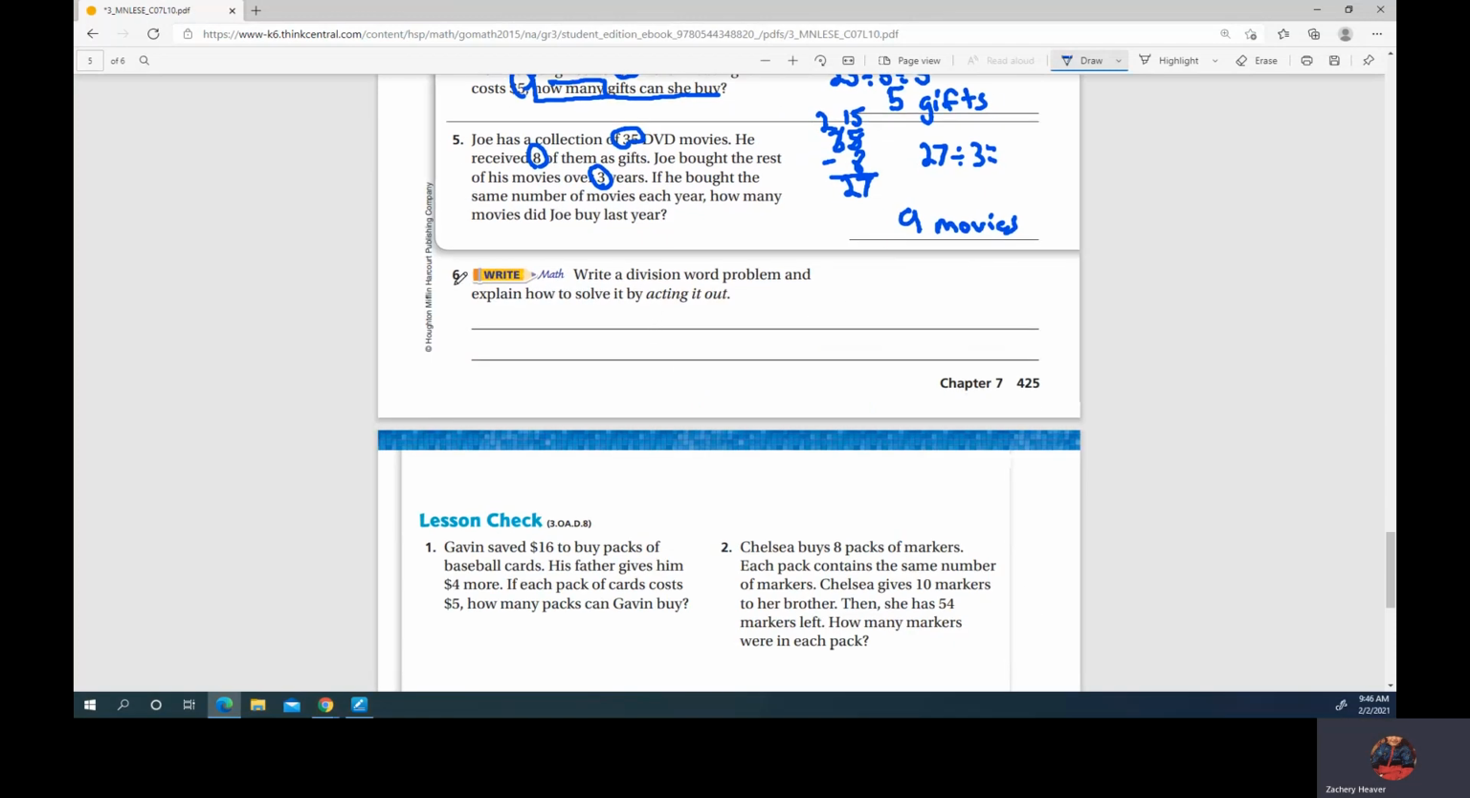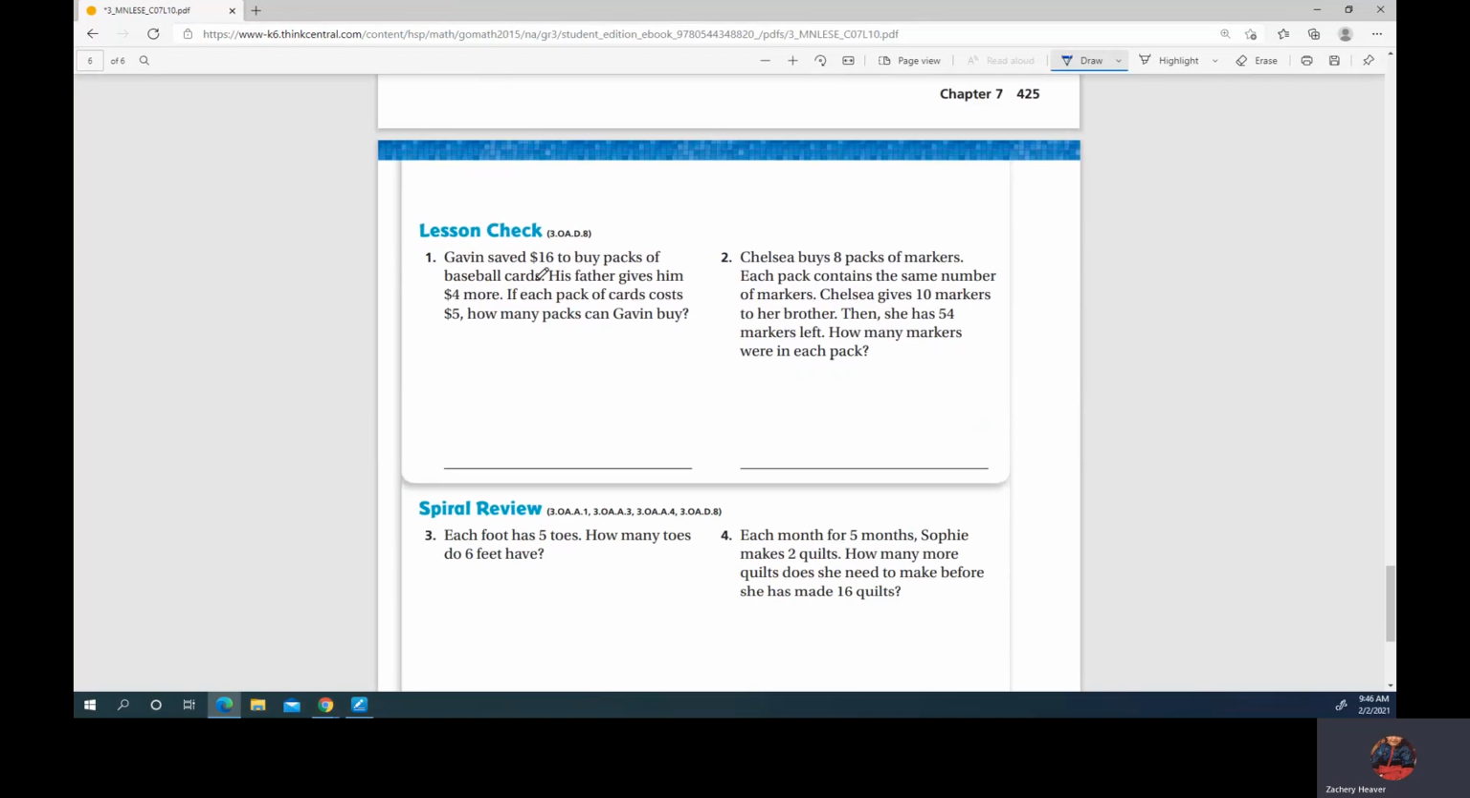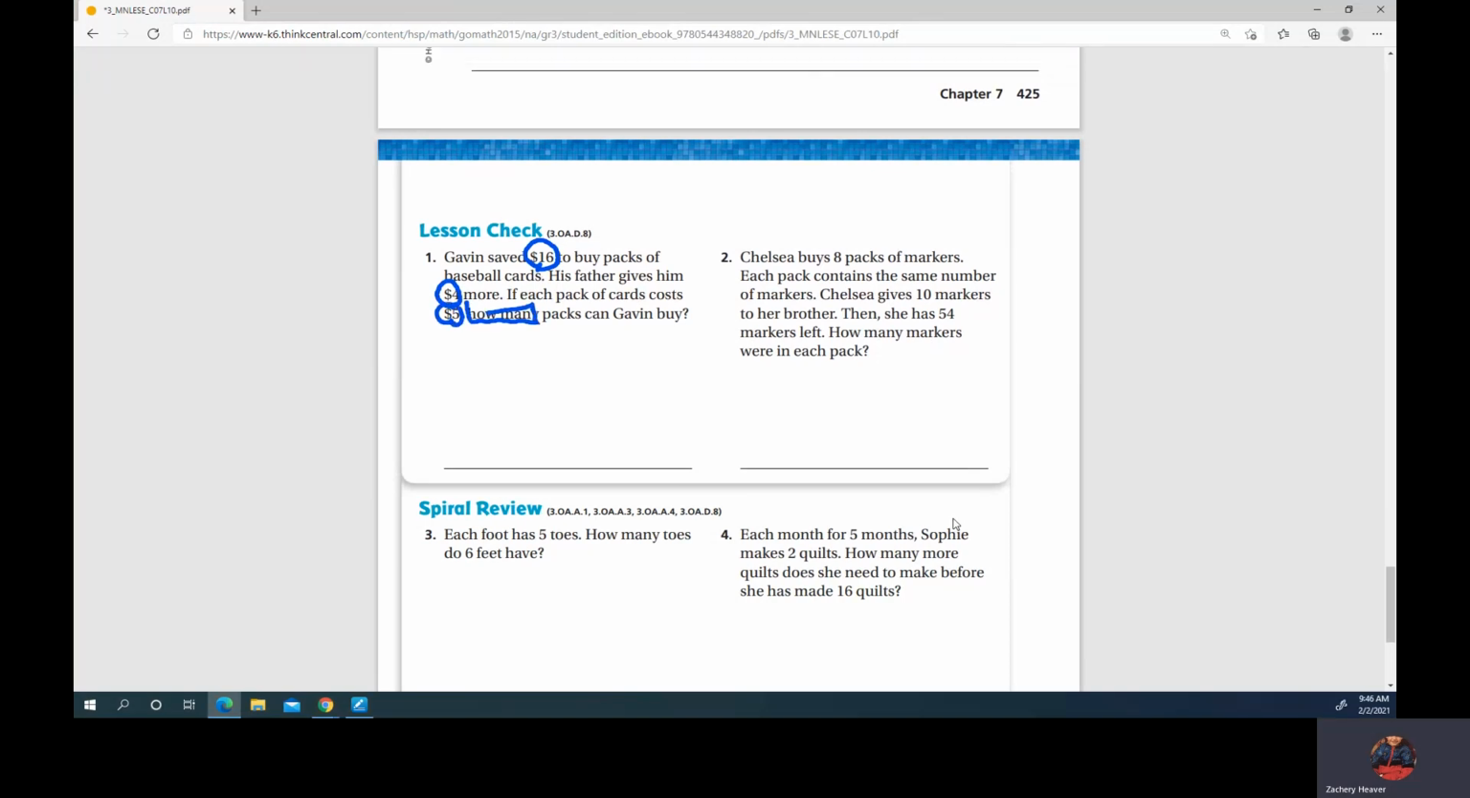Right, we're going to skip this one. Number 1 on the back says, Gavin saved $16 to buy packs of baseball cards. His father gives him $4 more. If each pack costs $5, how many packs can Gavin buy?